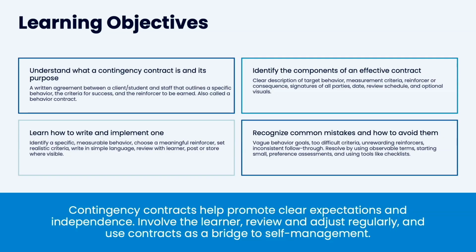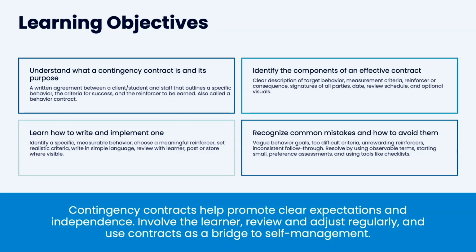It's a written agreement between the client and the staff that outlines a specific behavior, the criteria for success, and the reinforcer to be earned. Because we include a reinforcer or some sort of contingency at the end of whatever they're supposed to do, we would put this in differential reinforcement rather than antecedent interventions. However, if this is just rules and there's no contingency at the end, then that would be more along the lines of priming or the visual schedules that we talked about earlier.